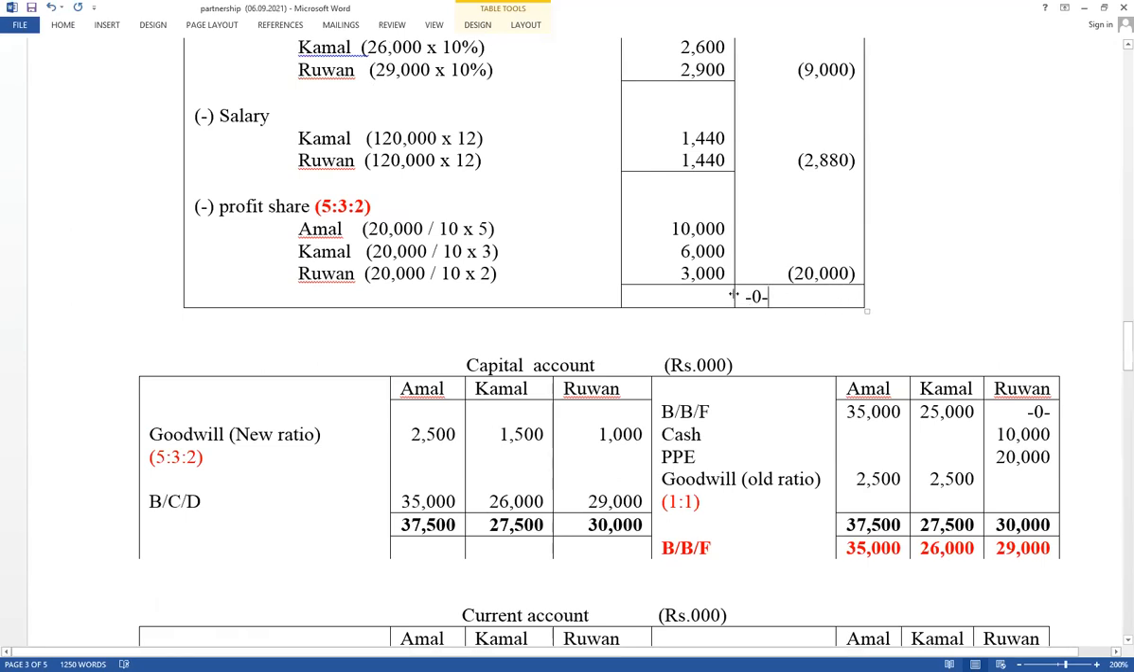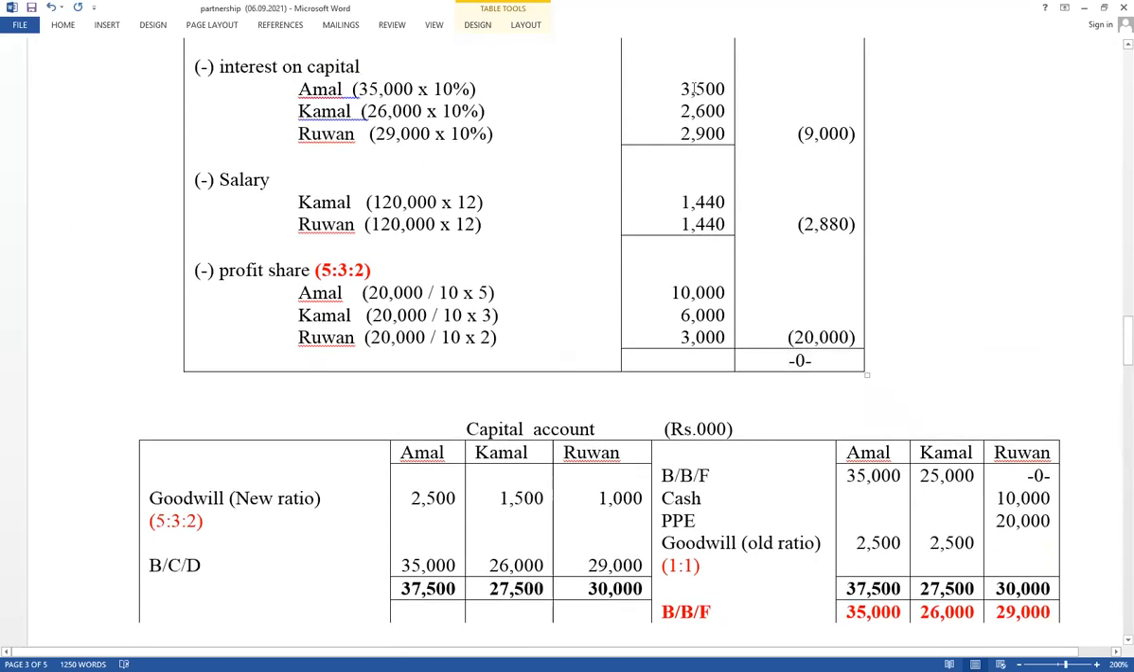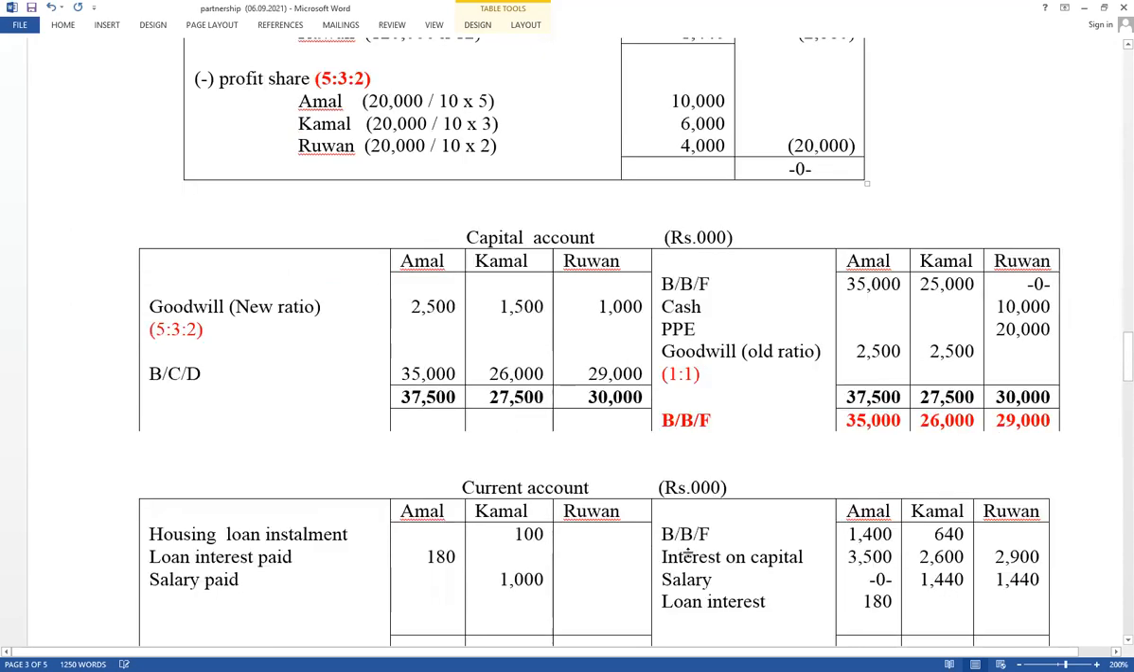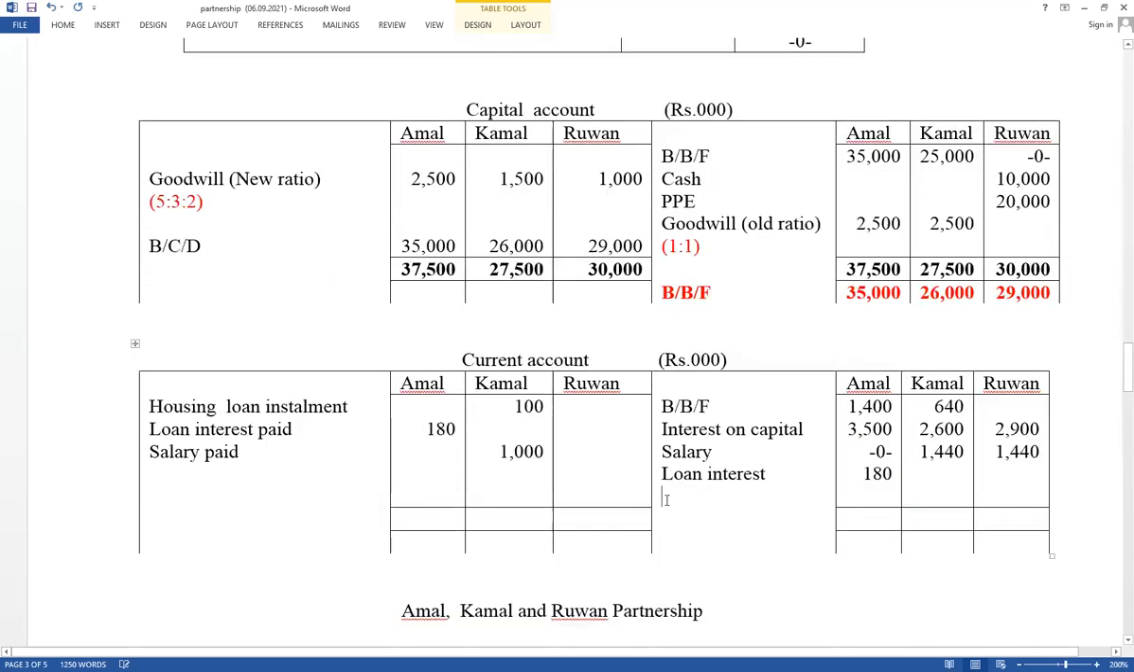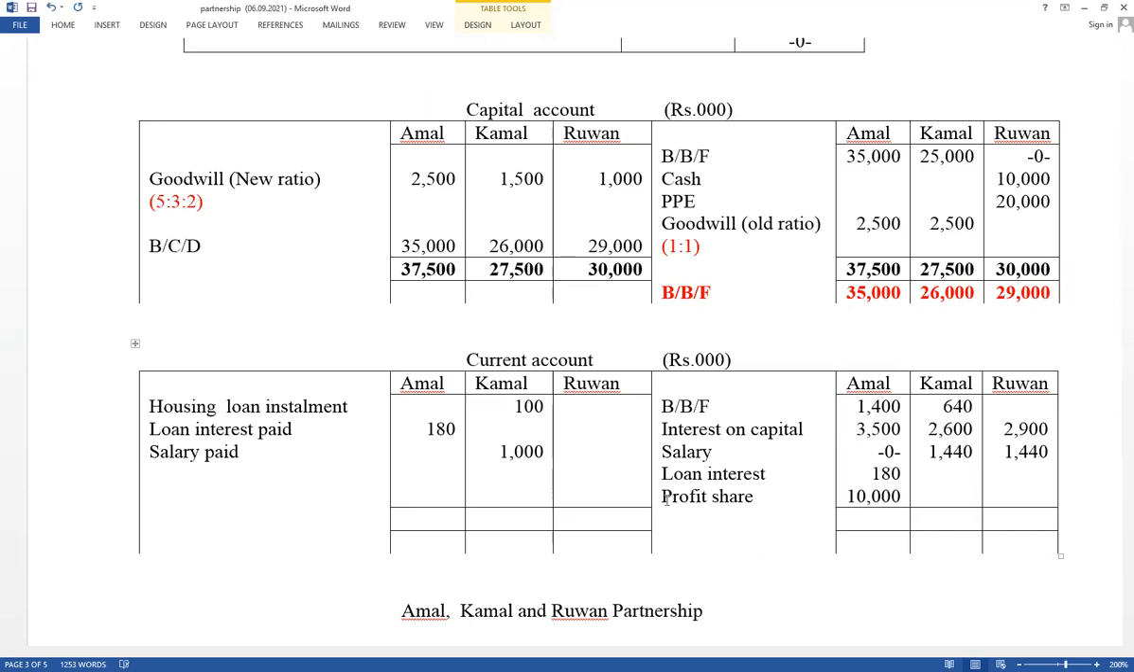Think profit appropriation accounts. All the profit appropriation parts should be recorded in partners' current account also. Therefore, as a profit share, partners' current account credit 10,000, 6,000 and 4,000. Therefore, profit share, partners' current account credit 10,000, 6,000 as well as 4,000.